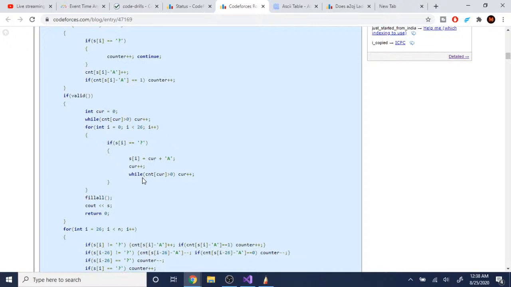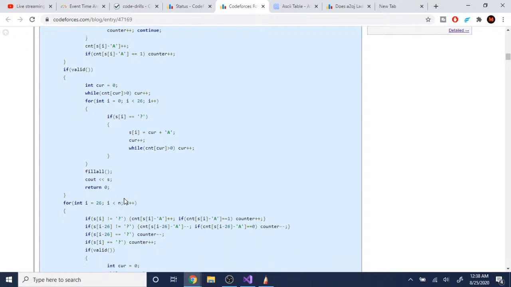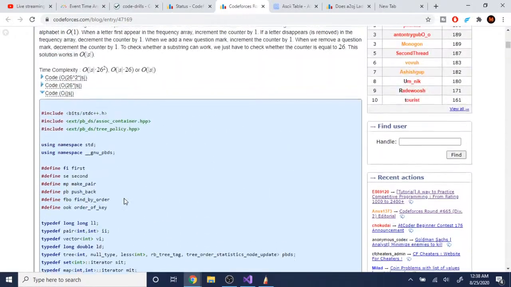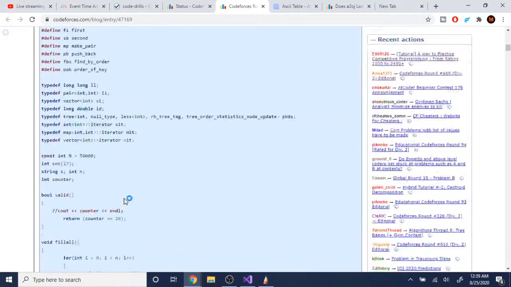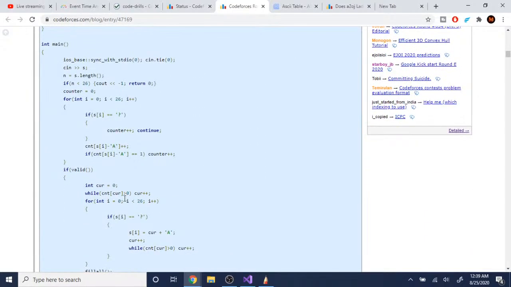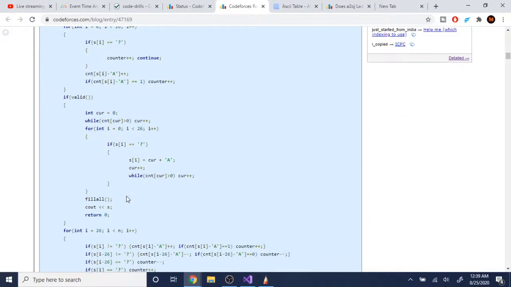We go through the number of counters. Okay, if it's greater than 0, we count +1. If it's less than 26. If it's a question mark, we fill it up. What is he doing? I don't know. I don't understand. Okay, so if it's... Oh, man, this is so difficult.